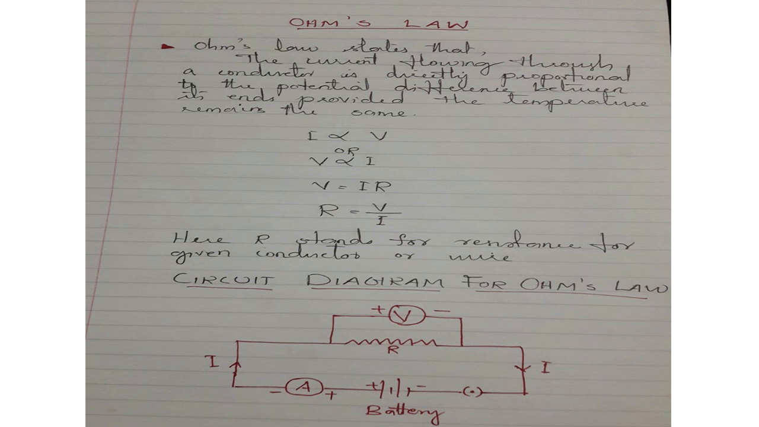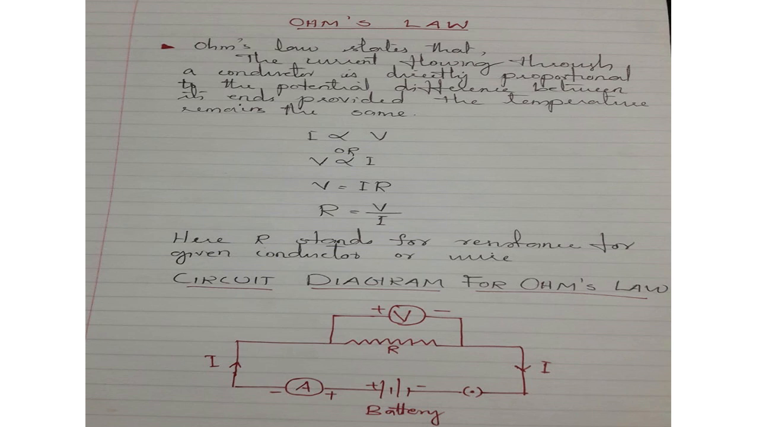Here R is a proportionality constant which is known as resistance of the given metallic wire or the conductor at that temperature. So we can once more conclude Ohm's law. According to Ohm's law, electric current flowing through a conductor is directly proportional to the potential difference between its ends, provided the temperature remains constant.